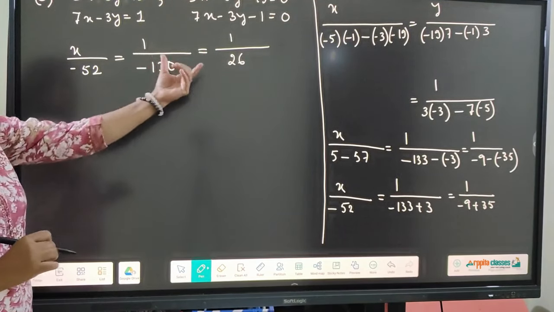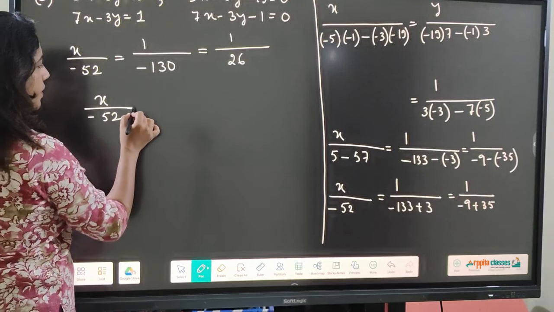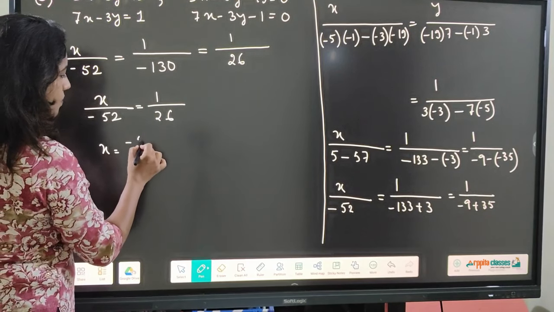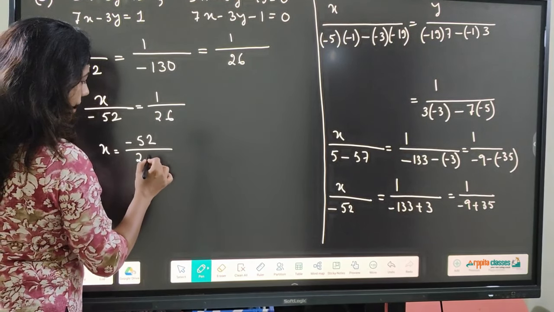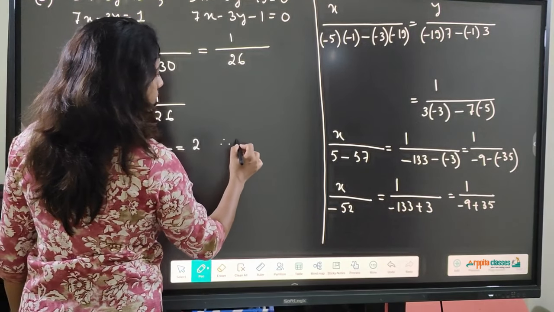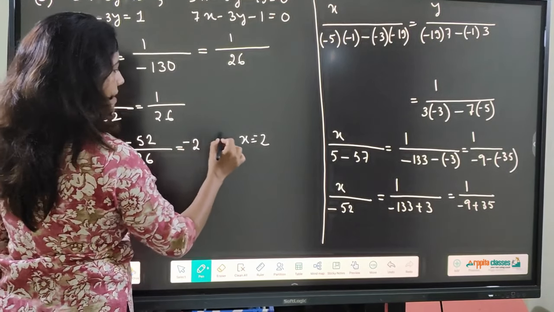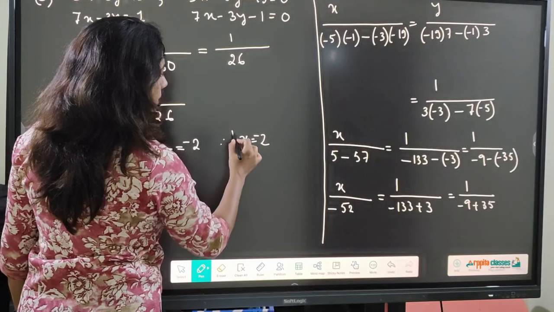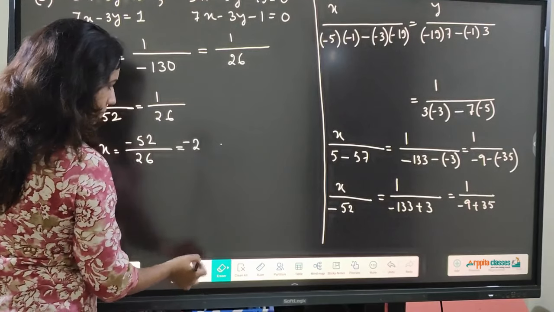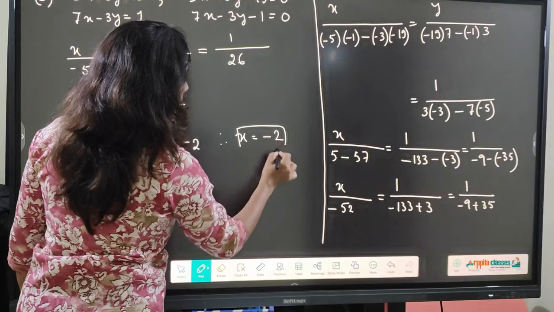Okay, now we'll make this is equal to this. So the quantity x, that is x upon minus 52 is 1 upon 26. So x is equal to minus 52 goes that side, divided by 26. So this is 2. So the value of x is equal to, we are getting minus 2, sorry, there is a minus sign. So x is equal to minus 2. I'll write it properly. Therefore, x is equal to minus 2. This is one of the values.